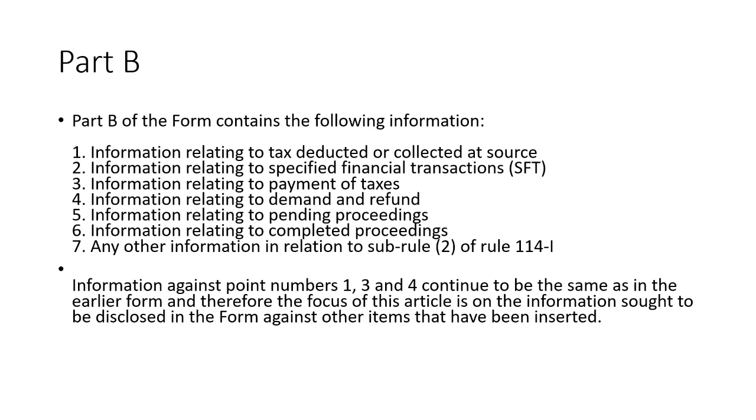Part B contains these new things. Information relating to tax deducted or collected at source: Sections 192 to 195, then 206C of the Income Tax Act 1961 with regard to tax collection at source, especially from 1st October last year. The tax collection at source, TCS, is applicable for all sale of goods, from anybody who sells goods. It has to be collected as a tax.